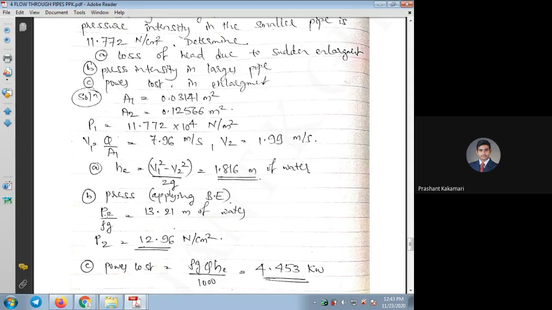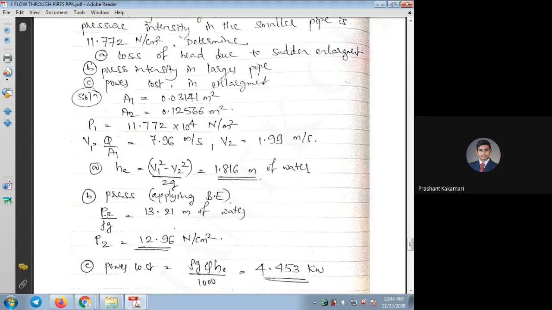Then V1 square by 2g, V2 square by 2g, you substitute the values. P1 by rho g, the P1 value is given, and the density of water. On the other side, P2 by rho g is unknown. Ultimately from that Bernoulli equation, after simplification you will get P2 by rho g as 13.21 meters of water.